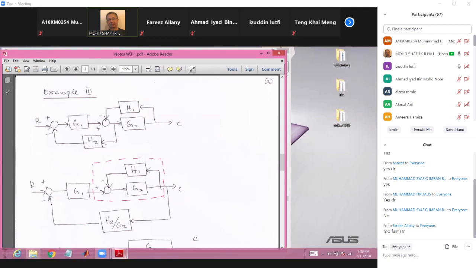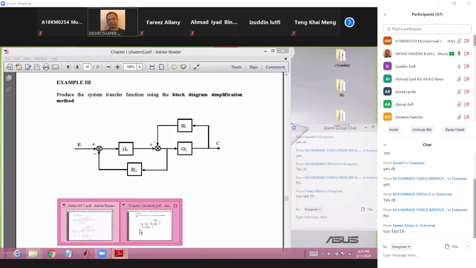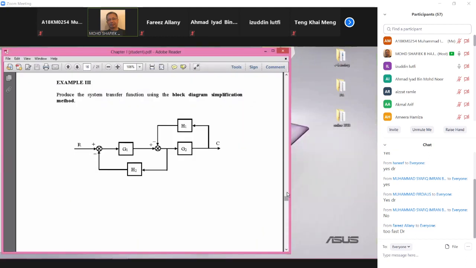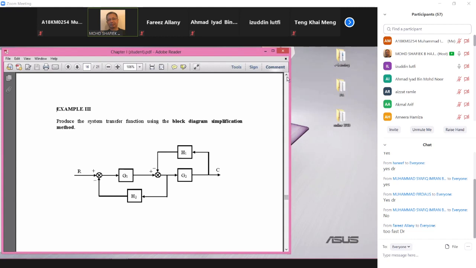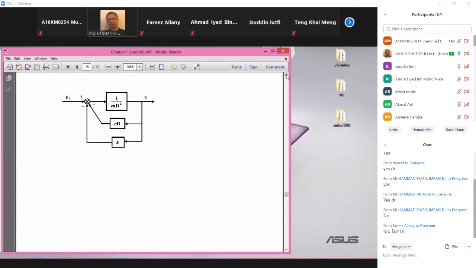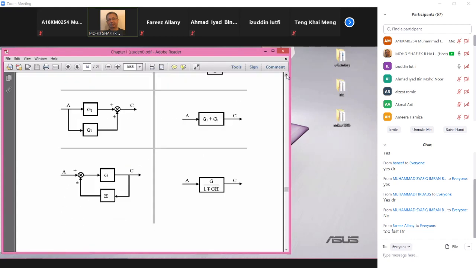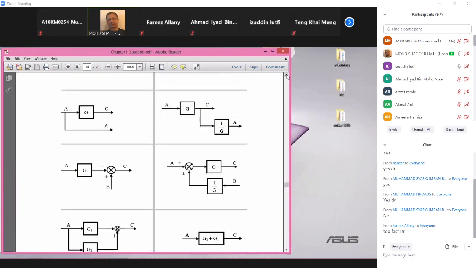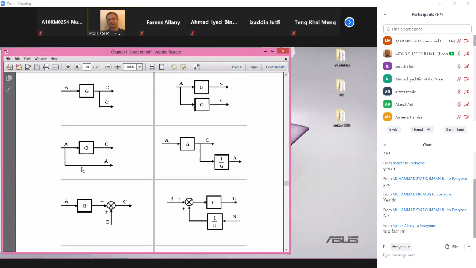Let's go to our table here. We have the table. We can move. Let's go back to the table. There. See, you can move a takeoff point from behind the block to the front of the block. This is what we're going to do. If you move that to the front of the block, then you must multiply by 1 over g.